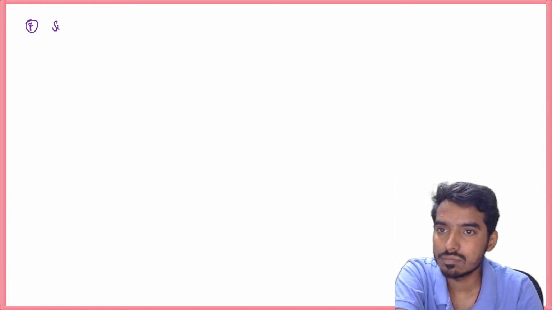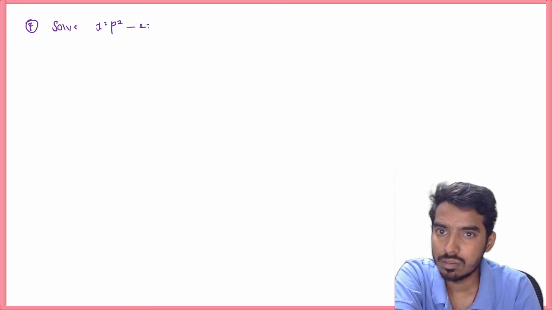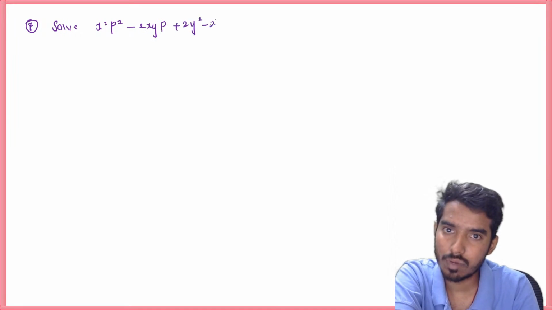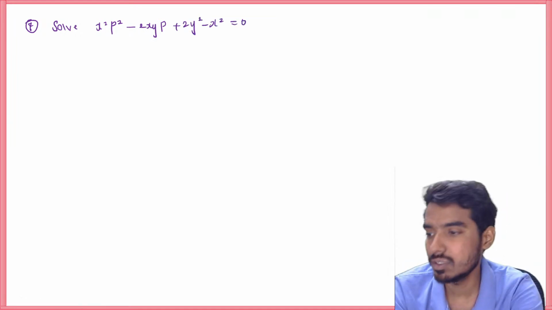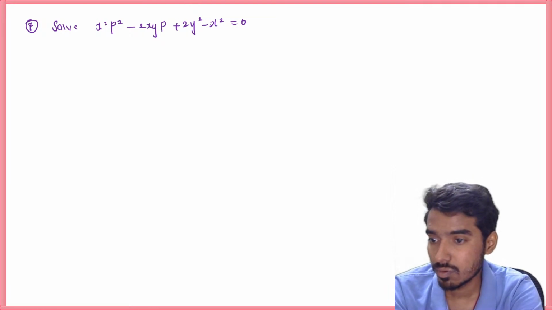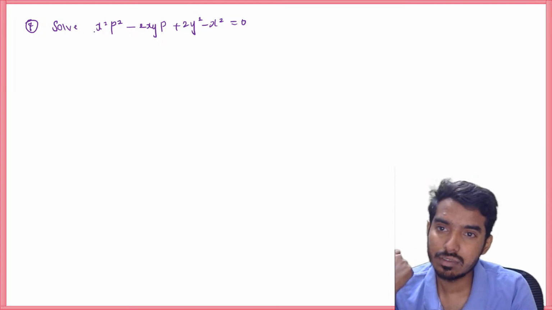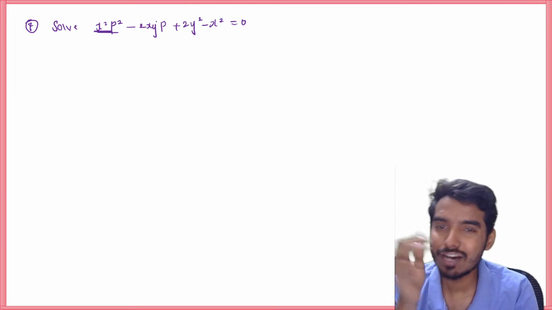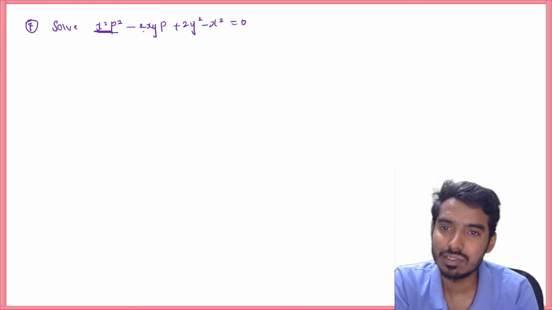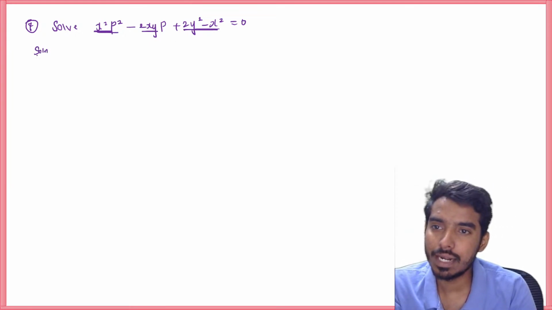Solve p square, xyp plus 2y square minus x square is equal to 0. Right? Now you can see it is quadratic, right? But not of constant coefficient, P square p and some constant. What you can do is you can directly go for the quadratic formula.